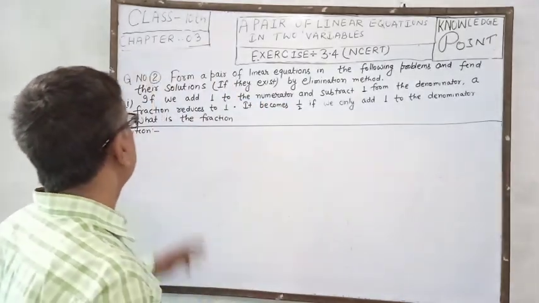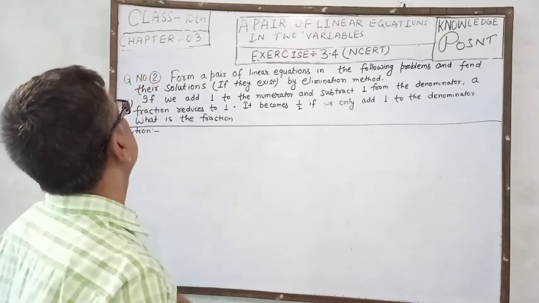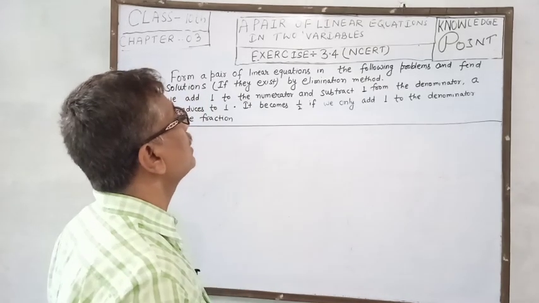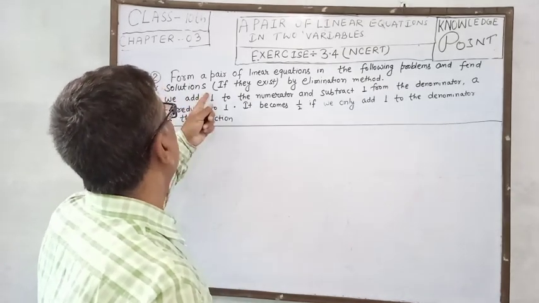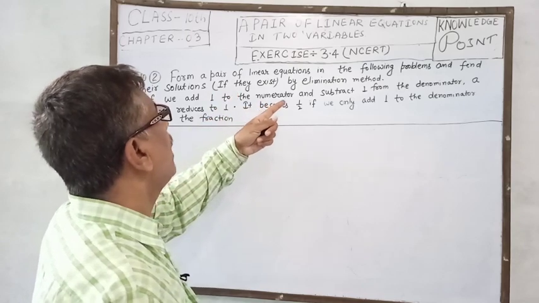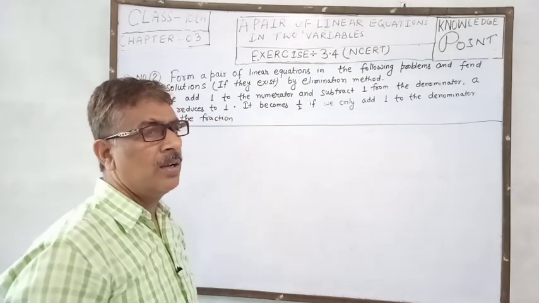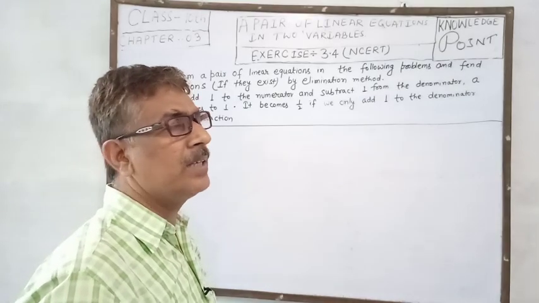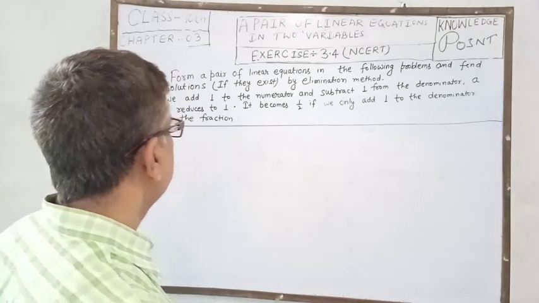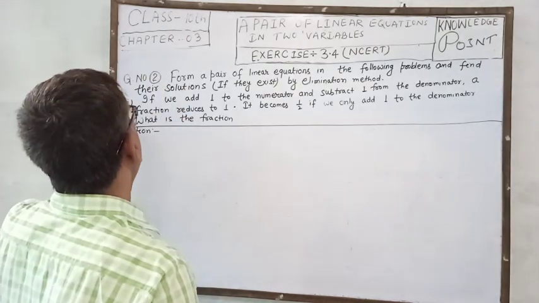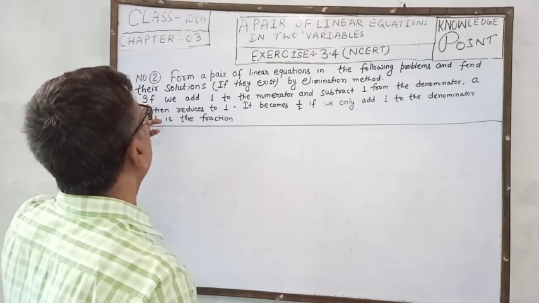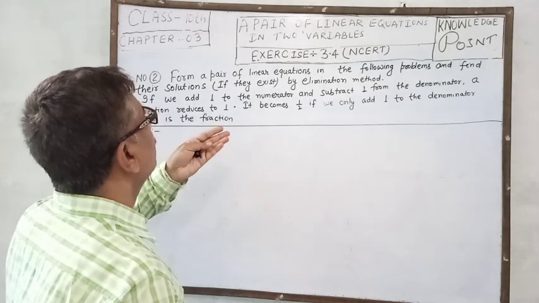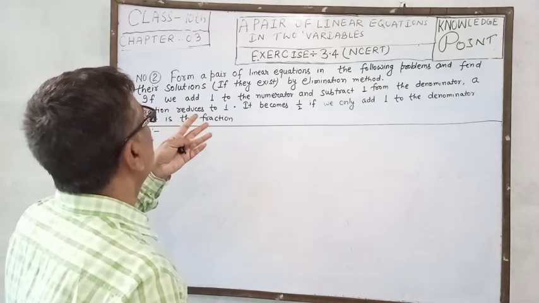In this context, question number 2 tells: form a pair of linear equations in the following problems and find their solutions if they exist by the elimination method. You have known about the elimination method in the previous question, but here is a statement that is called a word problem. So words can be converted into algebraic sums and then you have to solve.